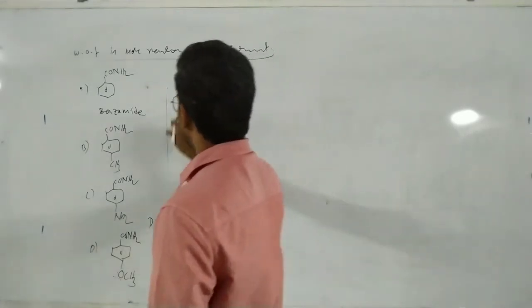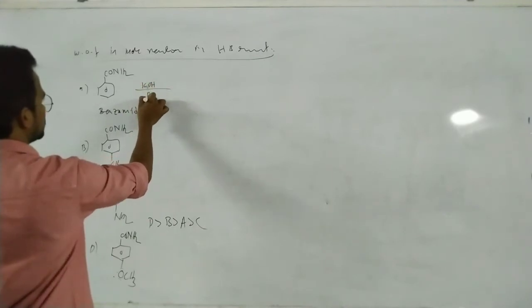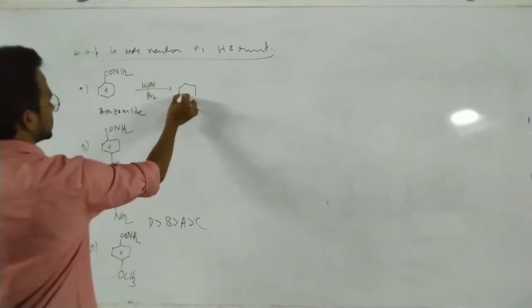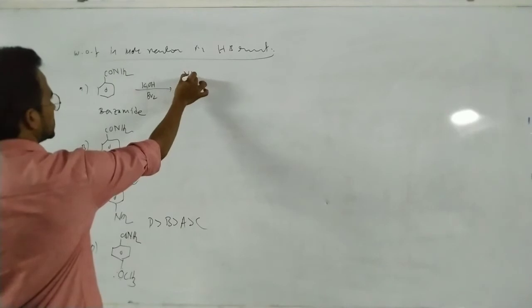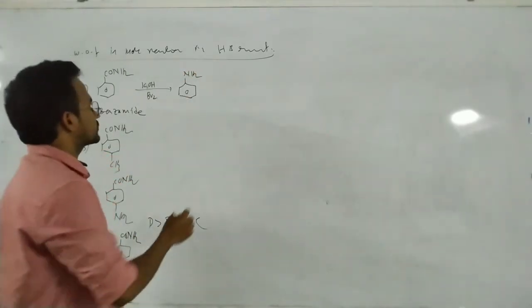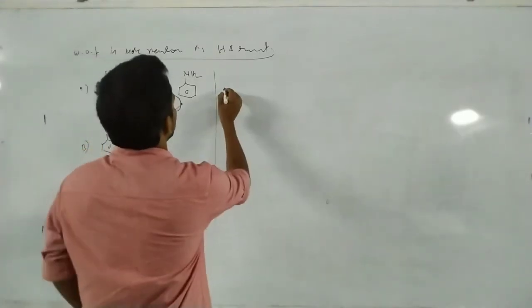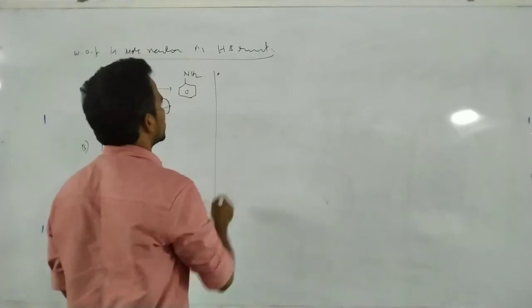So what is the product of this reaction, for example with KOH plus Br2? The product is aniline. Only for amides. Okay, next, second point.